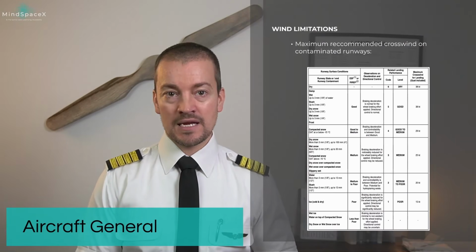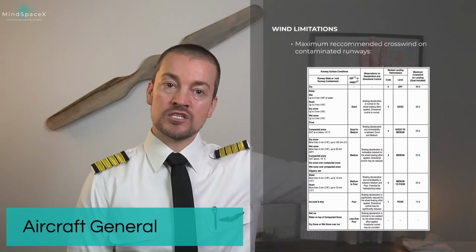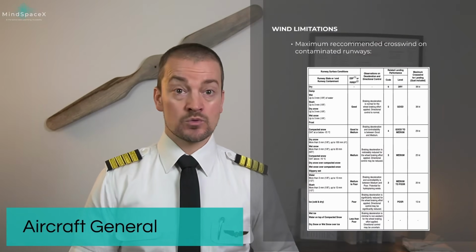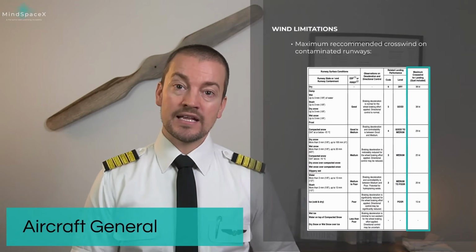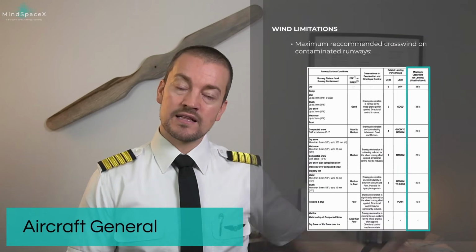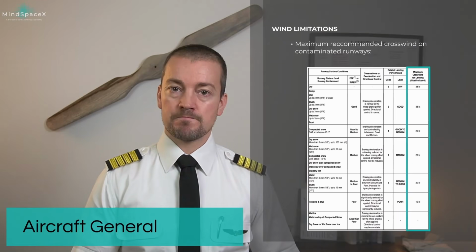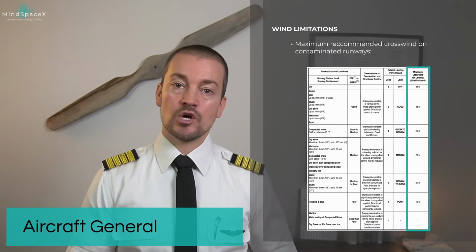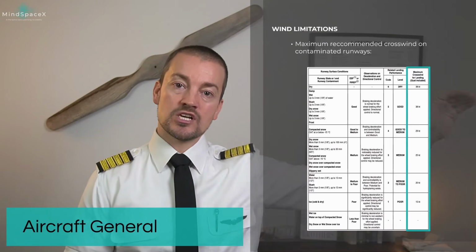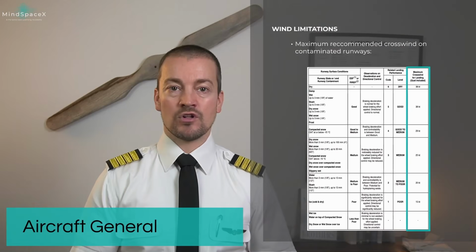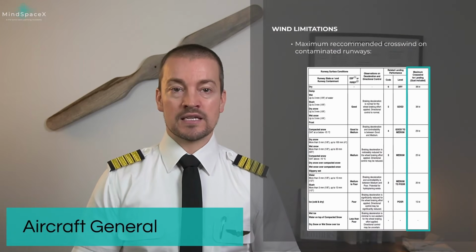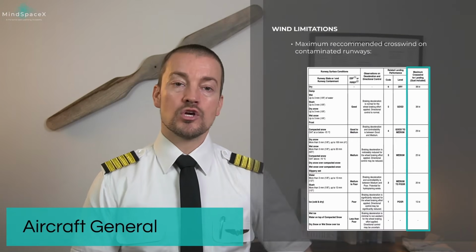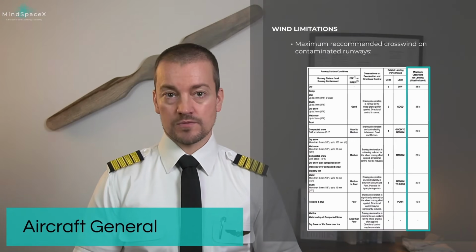But for contaminated runways, we use instead this runway assessment matrix provided both in the FCOM as well as in the QRH. And here you will see on the far right side the maximum crosswind limitation. To the left side, you have the runway conditions, which will then be used to match the appropriate level of braking as well as the maximum crosswind. Pilots are trained to use this during the performance course.